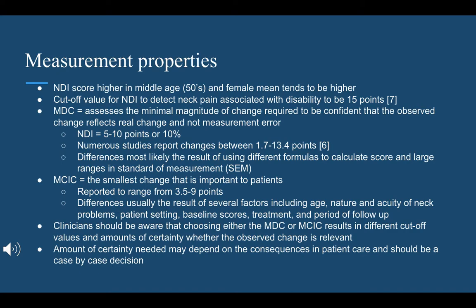Clinicians should be aware of the fact that choosing either the MDC or the MCIC cutoff values gives different values and amounts of certainty on whether the observed change is relevant. By raising the cutoff, the probability of false positives is reduced and the probability of false negatives is increased. Applying the more conservative MDC, the certainty that the change score is relevant and larger than the measurement error is high. The amount of certainty, though, needs to depend on the consequences for patient care and should be a case-by-case decision.